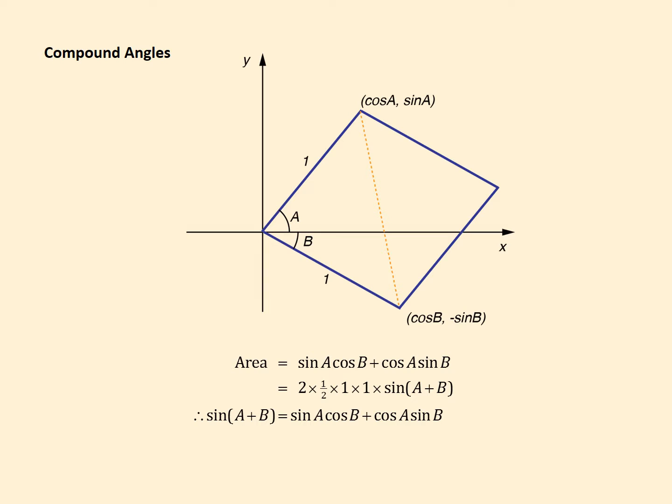And then also using the formula for the area of a triangle, a half AB sine C, and remembering that the parallelogram is double that, we have that the area of this parallelogram is 2 times a half times 1 times sine of A plus B. And that simplifies straight away to sine of A plus B is equal to sine A cos B plus cos A sine B.